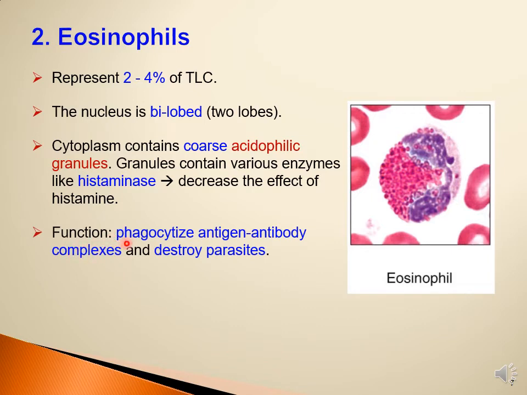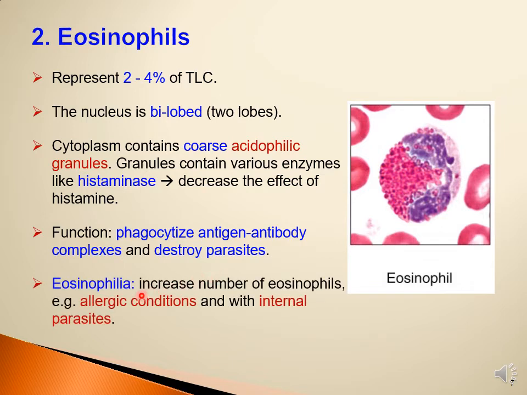Eosinophils are able to engulf or phagocytize antigen-antibody complexes. So this also helps in reducing the allergic reaction. And also they are able to destroy parasites. They release enzymes on the surface of the parasites. This will cause the damage or the digestion of the parasites. The term eosinophilia means an increase in the number of eosinophils, more than 4% of the total leukocyte count. And of course, it happens during allergic reactions and also with parasitic infestation or when we have internal parasites.